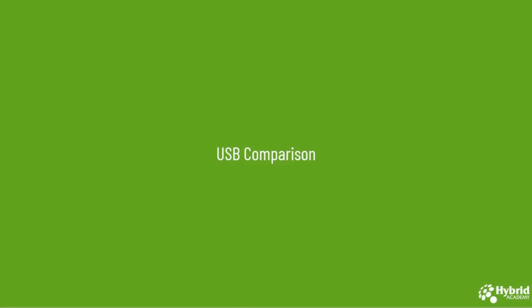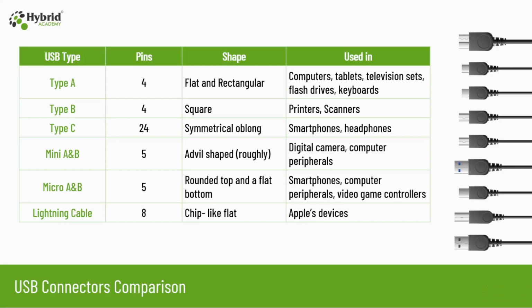Now let's do a comparison of all these types of USB connectors. So if you look at column 1, which says USB type, we have type A, type B, type C, mini A and B, micro A and B and lightning cable. So if you compare the number of pins, both type A and type B have 4 pins, whereas type C has 24 pins. Mini A and B, as I said earlier, have 4 and 5 pins. Similarly, micro A and B has 5 pins and lightning cable has 8 pins.